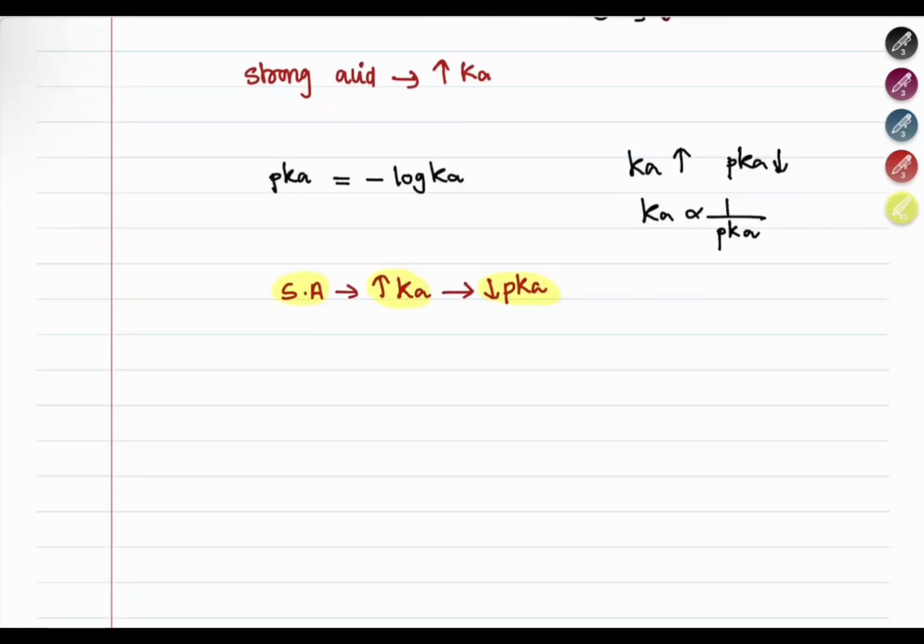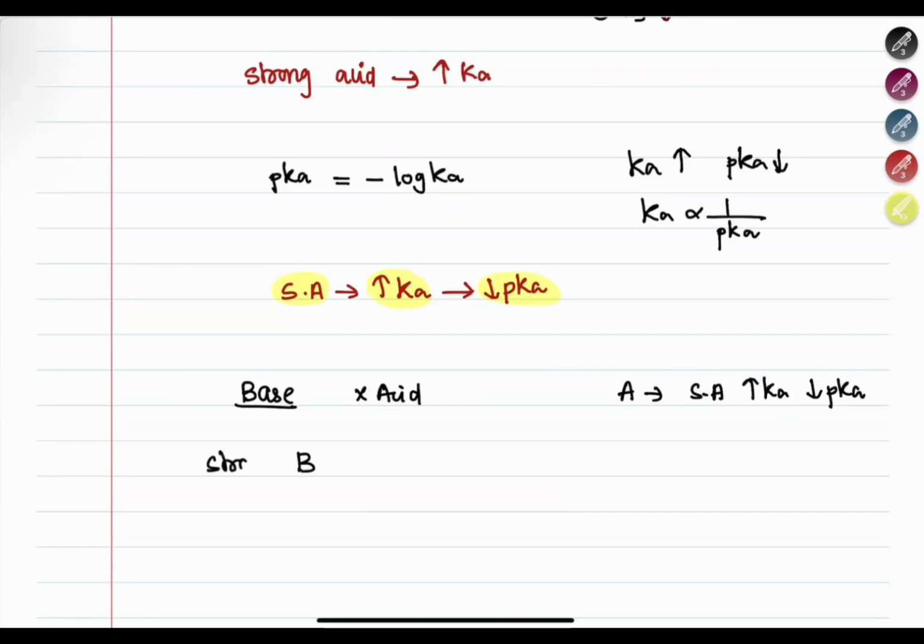And now we'll discuss in terms of bases also. We have said that whatever happens in the case of an acid will be the opposite of whatever happens in the case of a base. For a strong acid, we have seen we get a high Ka and a low pKa. So in the case of a base, the opposite will happen. So for a strong base, we'll get a low Ka and a high pKa.